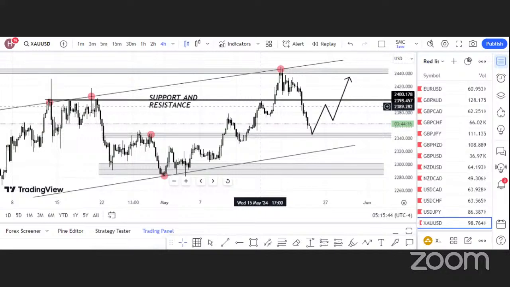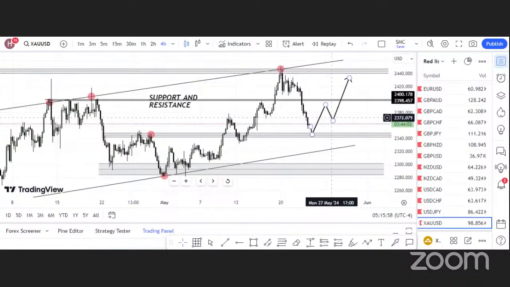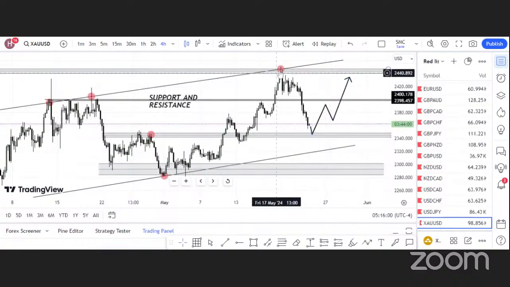So when the market got to this level where we have another resistance, what happened? The market sold. Okay, and even till now the market is still selling. The market sold from where we have the resistance, and up to now the market is still selling. All right, so that is just the basic concept of support and resistance.